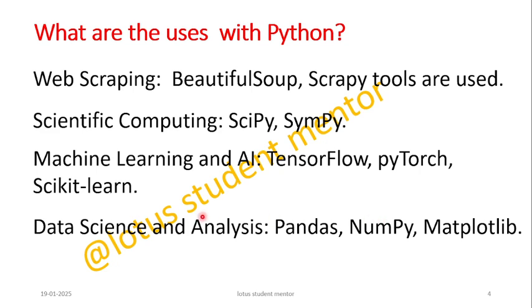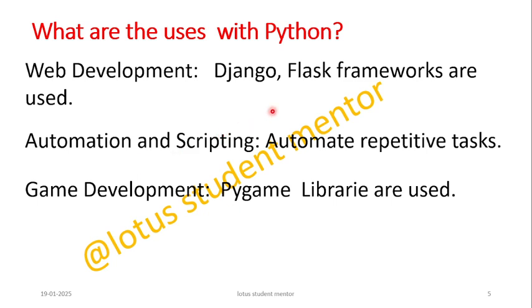If you want to do data science and analysis, we have to go for pandas, NumPy and Matplotlib. For machine learning and artificial intelligence, you have to go for TensorFlow, PyTorch and scikit-learn. And for web development, Django and Flask are the two frameworks used. For automation scripting, for automating repeating tasks. And for game development, the Pygame libraries are very useful. This kind of facility is only available for Python in comparison to other languages.